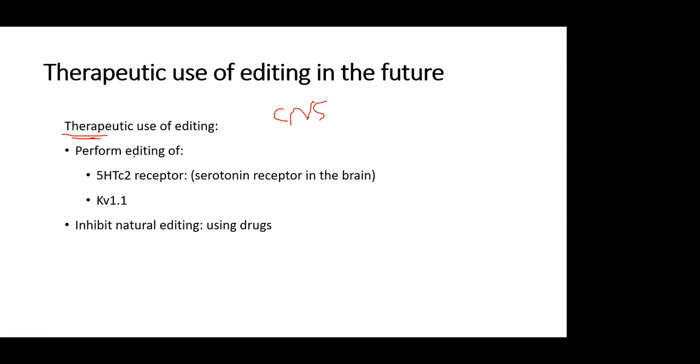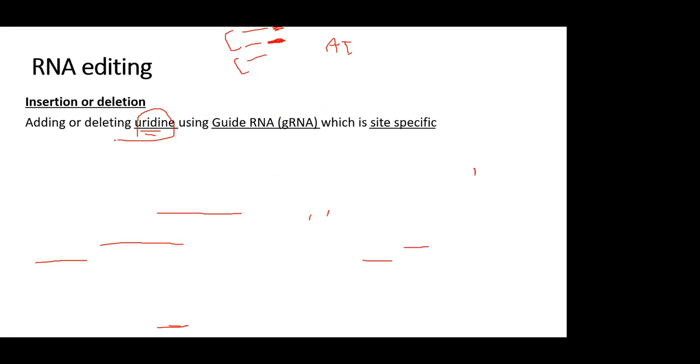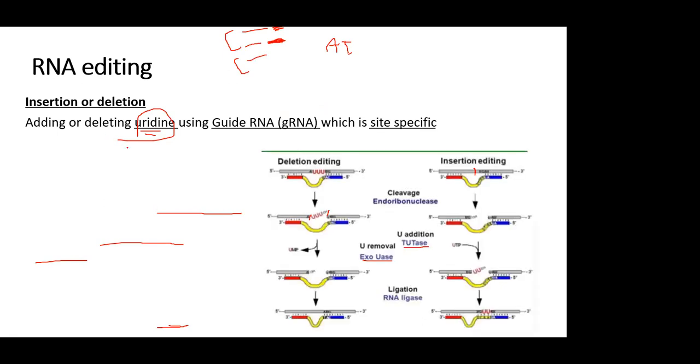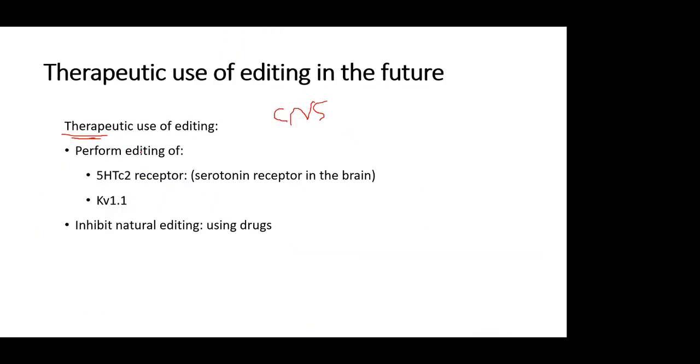There is natural editing going on. We already mentioned some examples. See all of these examples: substitution, insertion, or deletion of uridine. All these are just happening normally in the body. So what the scientists are trying to do right now is either perform editing, an artificial one, or use drugs to inhibit some of the natural editing that's happening right now, as in the examples we mentioned. So either perform editing or use some drugs to inhibit.